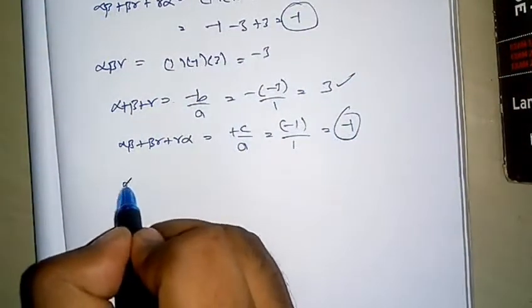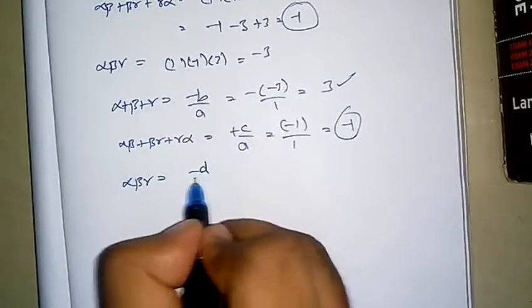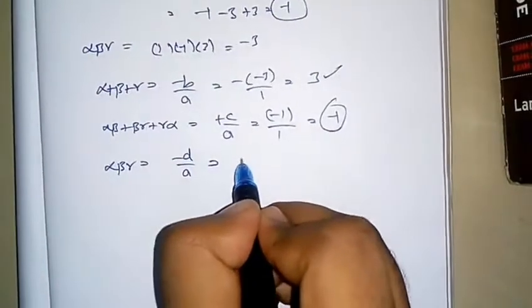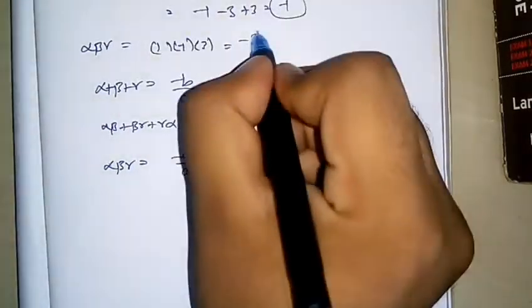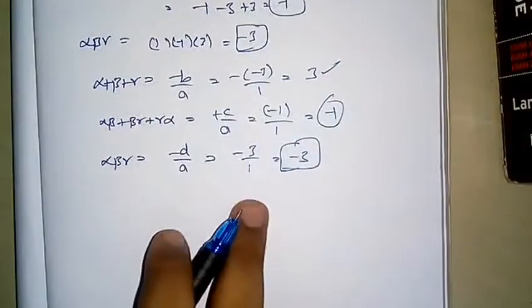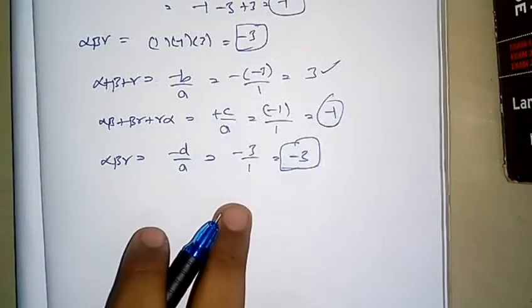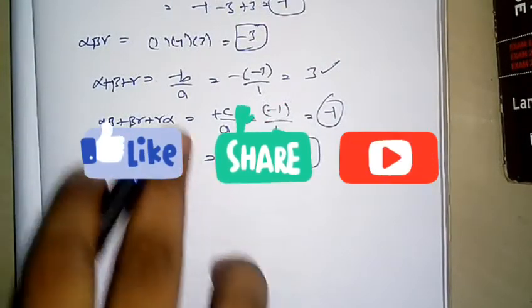Now product of the roots alpha beta gamma is equal to minus d by a, which is equal to minus 3 by 1 equal to minus 3. So these two are also equal. Thus we verified the relation between zeros and coefficients, using the roots.